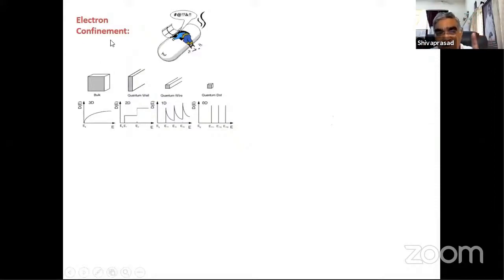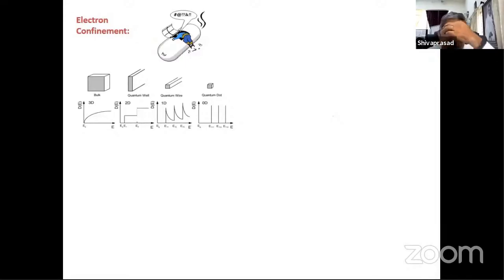So the most important parameter of a nanomaterial is electron confinement. This is called electron confinement. And this is what physicists are excited about. Physicists talk about only electron confinement. For physicists, electron confinement is the most important thing in nanomaterials, right? Not the other things, but electron confinement is the most important.